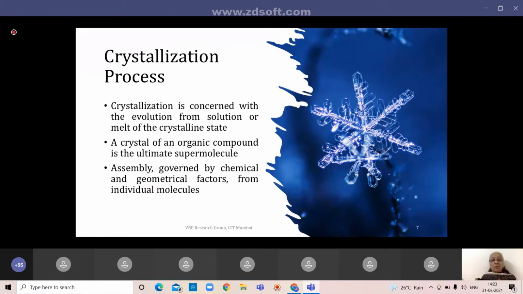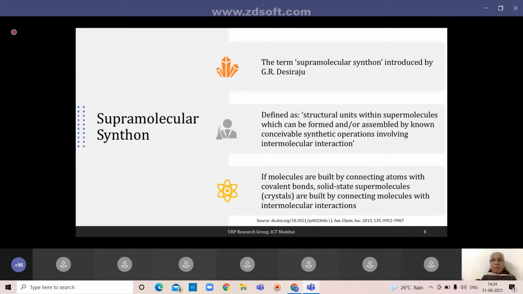So you'll see in the subsequent slides how the concept totally changed. What we called crystallization, now people are calling supermolecule chemistry. So definitely these crystal assemblies would be governed by all the chemical factors as well as geometrical factors, because they are getting built up by individual molecules. So people are using terms like supramolecular synthon. And who doesn't know Professor Desiraju?